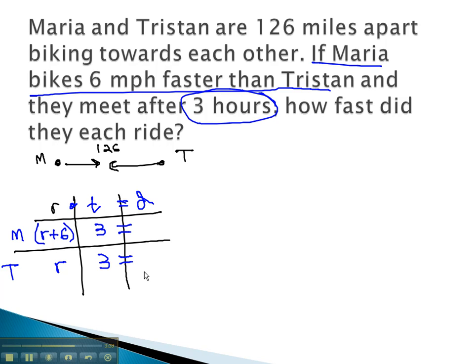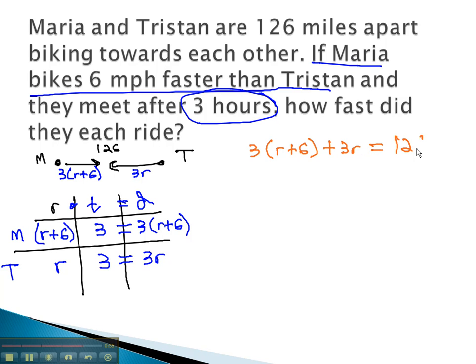To get the distance, we multiply these together, 3 times r plus 6, and 3 times r. This means Maria's distance is 3 times r plus 6, and Tristan's distance is 3r. Traveling in opposite directions, we know we can take the two distances and add them together to equal the total distance of 126. We can solve this equation just as we've solved all our equations before.